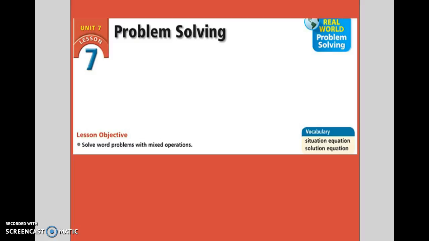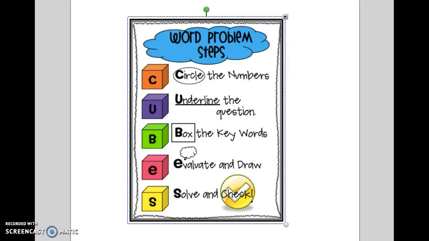So we've talked about word problems numerous times, and I just want to review our steps of solving word problems. We use the cubes method. First, we circle any numbers we see in the problem. Then we underline the question being asked. We box any keywords. Then we evaluate and draw, and last, we solve and check our answers.